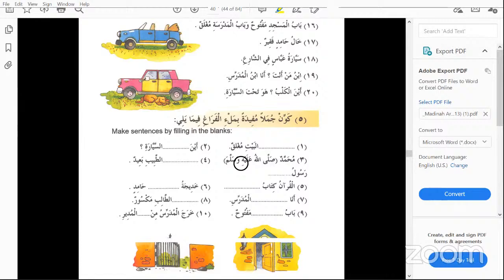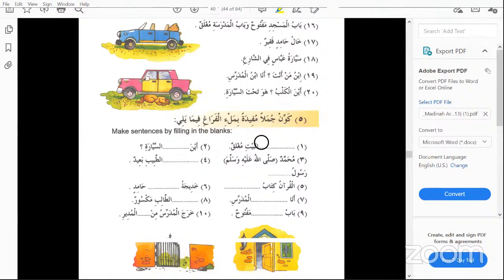Al-qalamu talibin maksurun. The student's pen is broken. Babul masjidin maftuhun. The mosque door is open. Kharajul mudarrisu min al-mudiri. Kharaja al-Mudarrisu min room. Min is correct. The teacher left from the manager's room. Yep, correct.